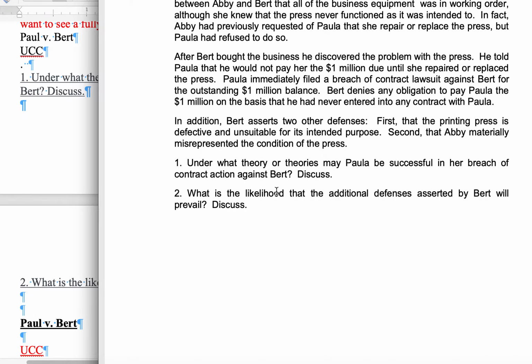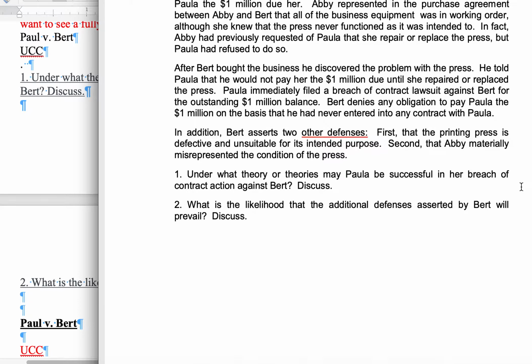First, that the print, okay, so you've got his defenses spelled out right here. And normally, I'm not sure with the online one. I can go ask some of my friends. I know some people that took the online baby bar. I'll ask them if they're allowed to mark up the fact pattern. They said it was a pain in the neck scrolling back and forth.